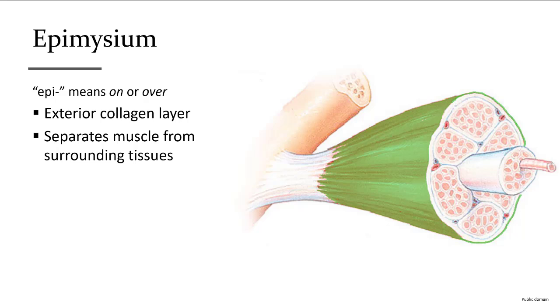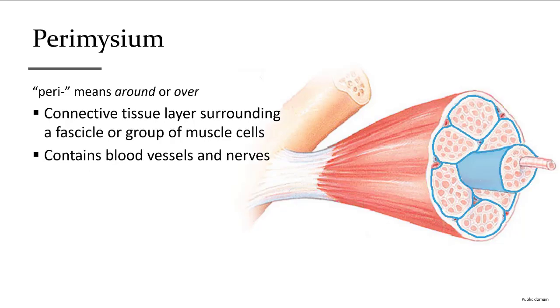Let's look more closely at the 3 distinct connective tissue layers. The outermost layer covering the surface of the muscle is the epimysium. Looking at a cross-section of a drawing of a muscle, you can see that inside it there are many bundles. However, the epimysium is only on the outer surface.